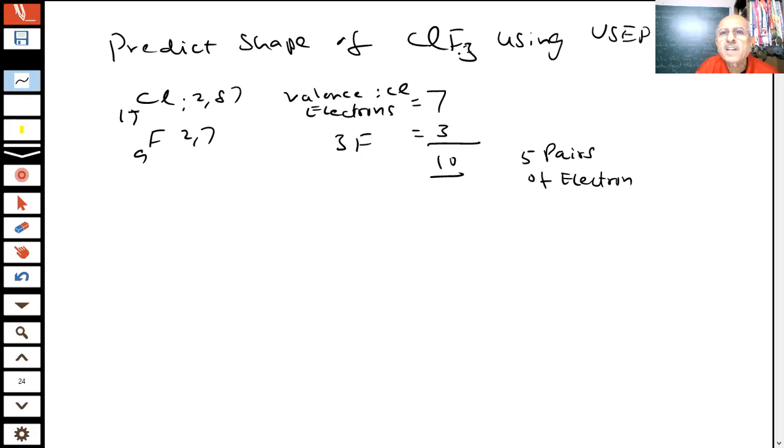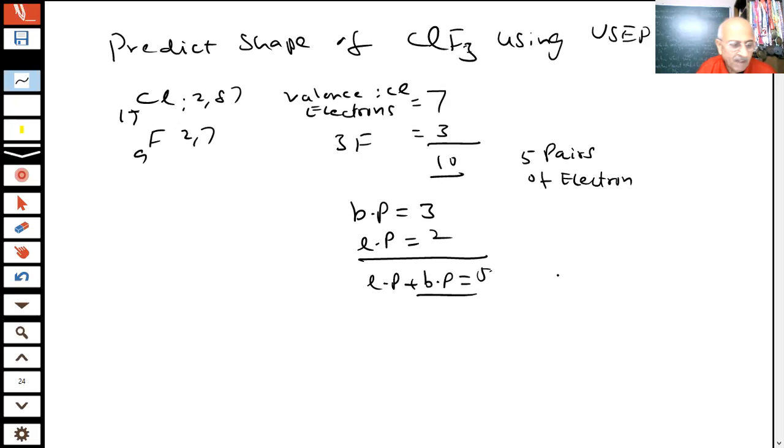How many bond pairs are there? 3, in ClF3. And then how many lone pairs will be there? Out of that, 2. So total lone pair plus bond pair is 5. When you have 5, then this should be trigonal bipyramidal. But there are 2 lone pairs.